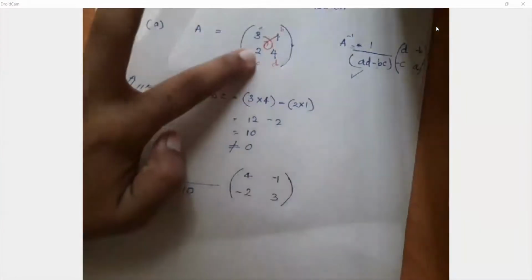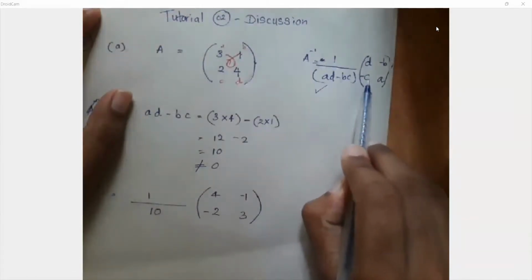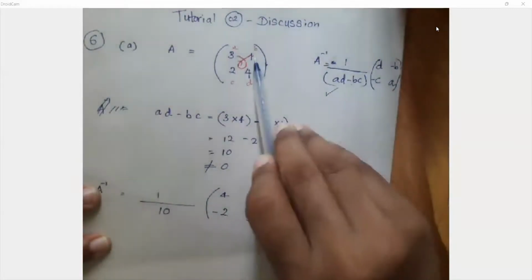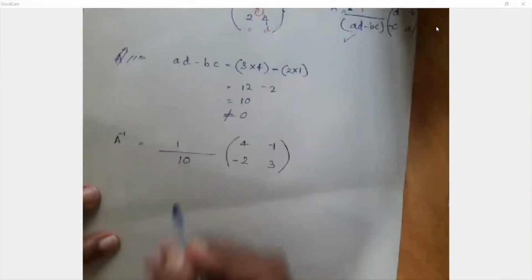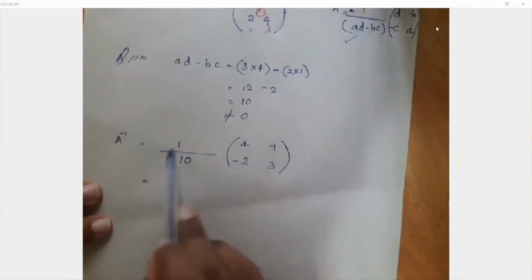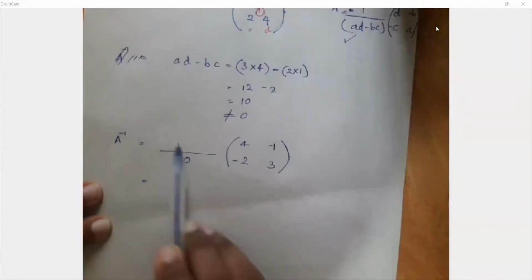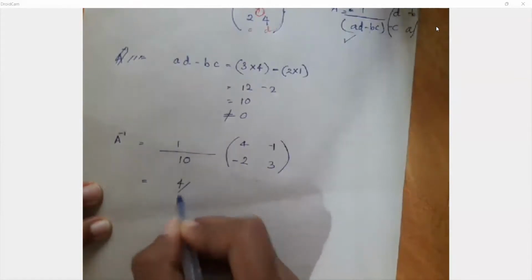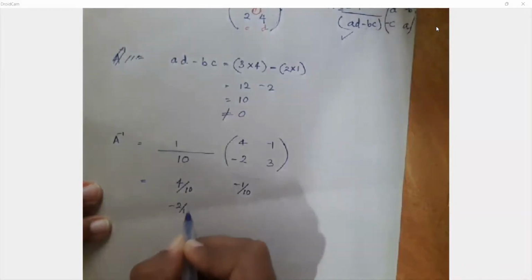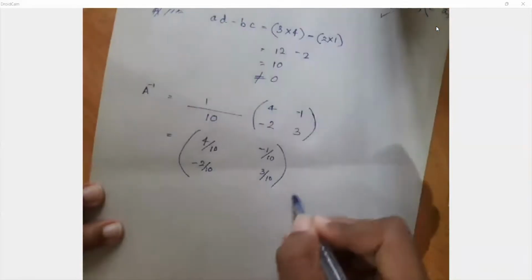If it is minus 2, here it will be plus 2 because of the minus sign on the C. Now minus of this C means minus 2. Minus of B means minus 1. Now just simplify. This is our A inverse. This whole matrix is multiplied by 1 over 10. Now I shall multiply. That means 4 over 10, minus 1 over 10, minus 2 over 10, 3 over 10. This is our A inverse.